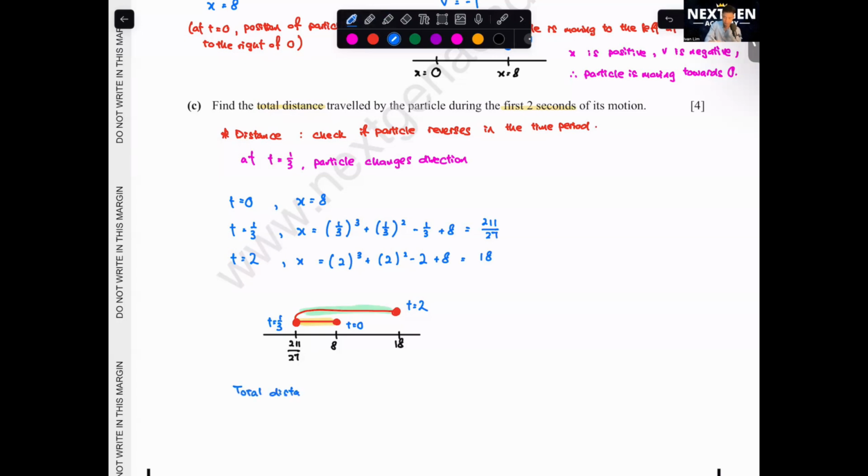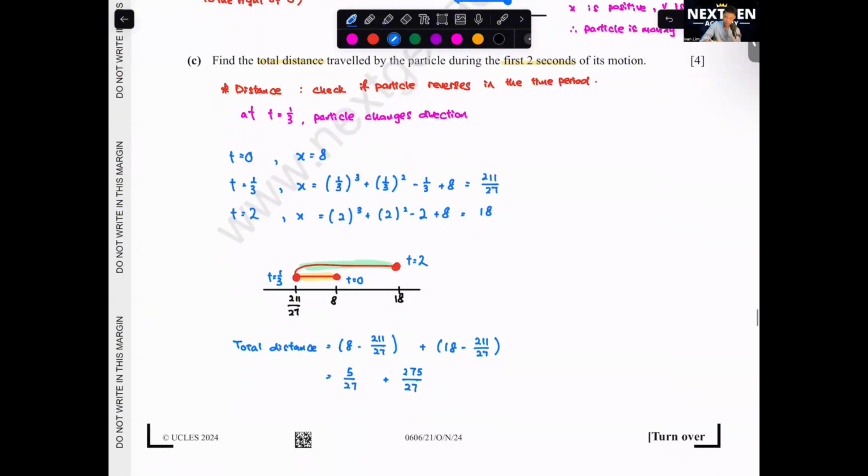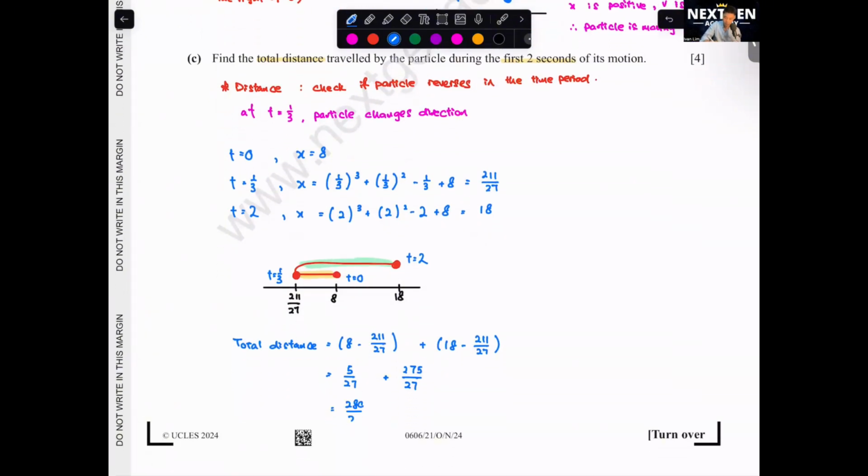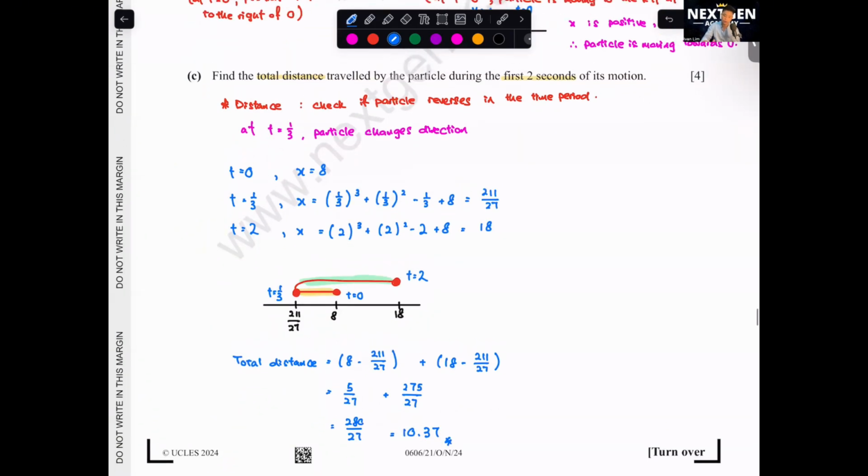Total distance will be equals to 8 minus 211 over 27. This is the yellow part. Plus 18 minus 211 over 27. We will get 5 over 27 plus 275 over 27. Okay, add it all up. We will get 280 over 27. Or you can write 10.37 or 10.4.